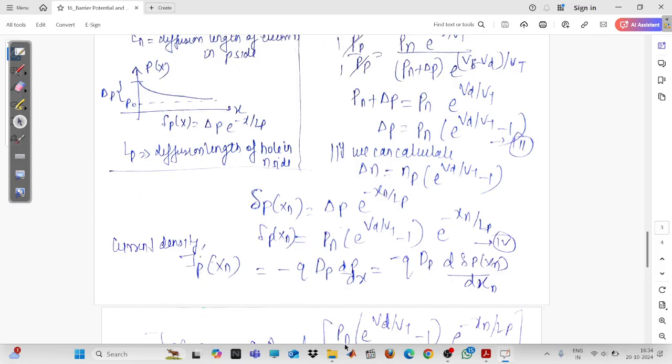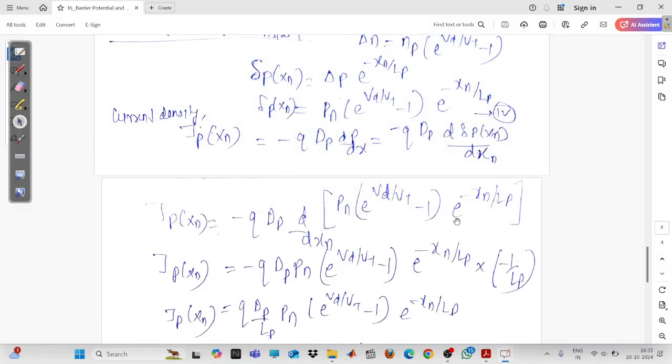Already this is discussed, that it will be negative, minus q dp upon dx. You just have to refer to the barrier potential video, and then you will be able to find this. Now dp upon dx, this is the concentration of holes in the n side, so p will be replaced by this delta p xn. Now put the entire value in this equation, and now you will have to do the derivation of it.